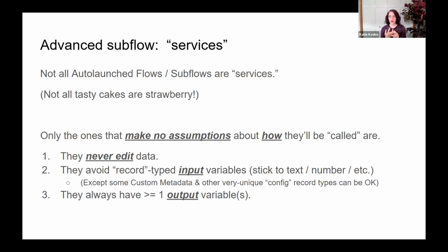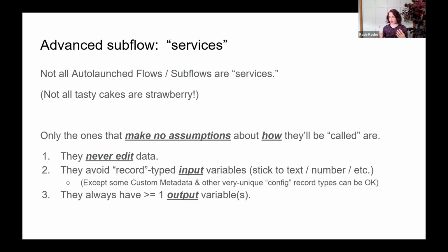Number 2 is avoid record-typed input variables, because again, you might want to expand it to work with more kinds of records. You might want to expand it to just work with people filling out forms on the web that don't use records at all. There's a lot of different ways that the data might come in. And so sticking to just plain old text, number, Boolean for true, false, that kind of thing is way more service-ish when it comes to how you structure your subflows.